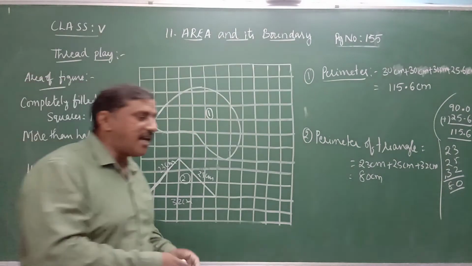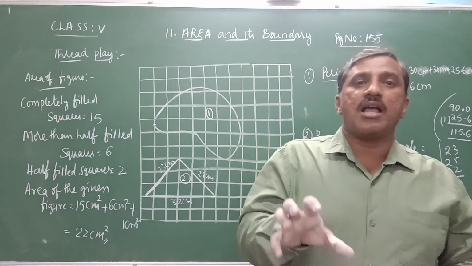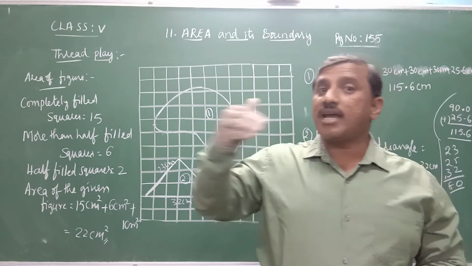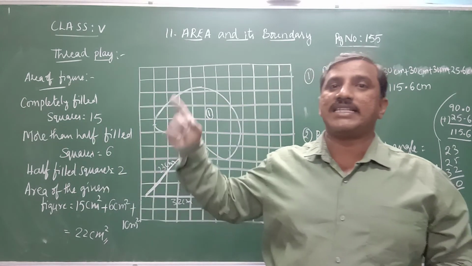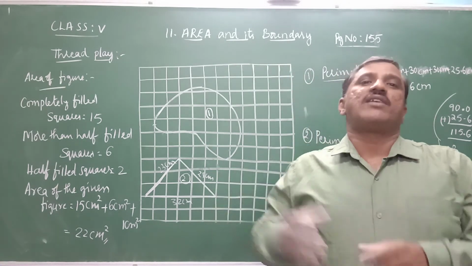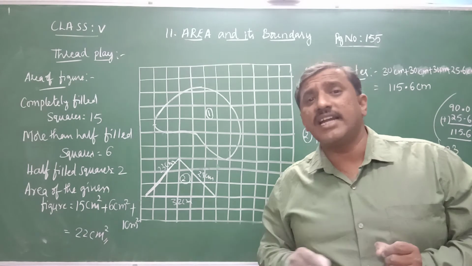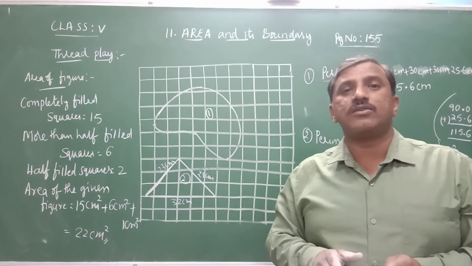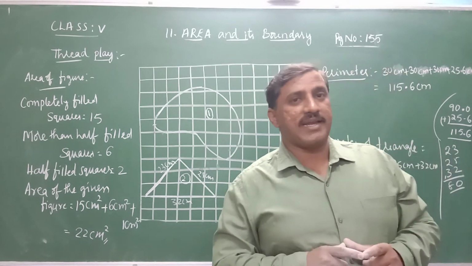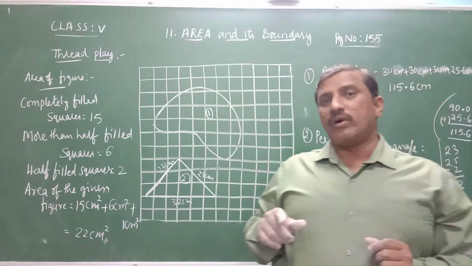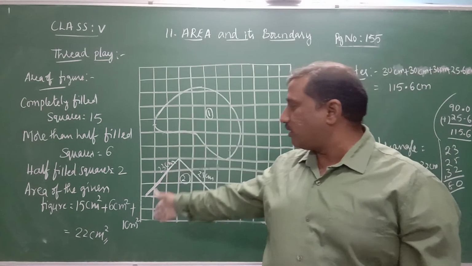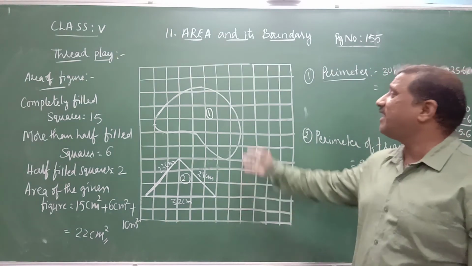So how can you find its area? By counting the completely filled squares, and we take each as 1 centimeter square. More than half filled squares we will take its area as 1 centimeter square, and exactly half filled squares we will take as half centimeter square. That is, 2 half filled squares means 1 centimeter square. 5 half filled squares means 2.5 centimeter square we will consider. Then we will add all those areas. We will get the area of that figure.